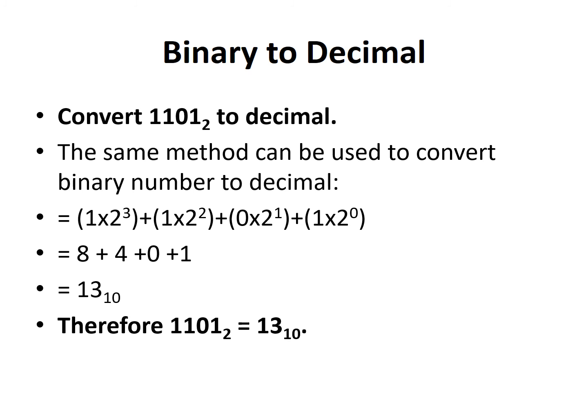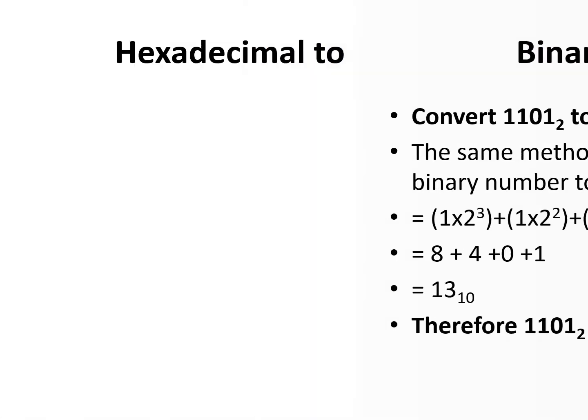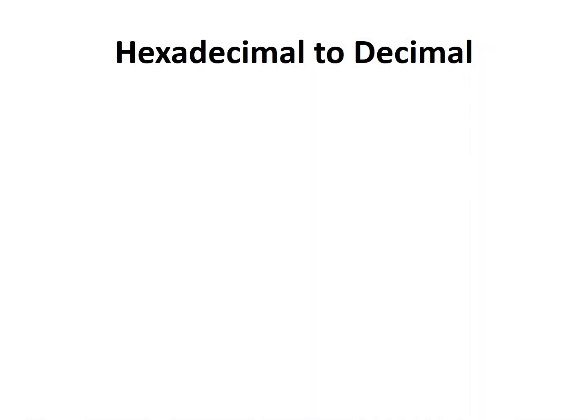So solve this problem. Then on to the next slide. Hexadecimal to decimal conversion. Now convert B2D base 16 to decimal. In this hexadecimal number system, the digits range from 0 to F. So the first digit is B, 2, D. What is the value of D?